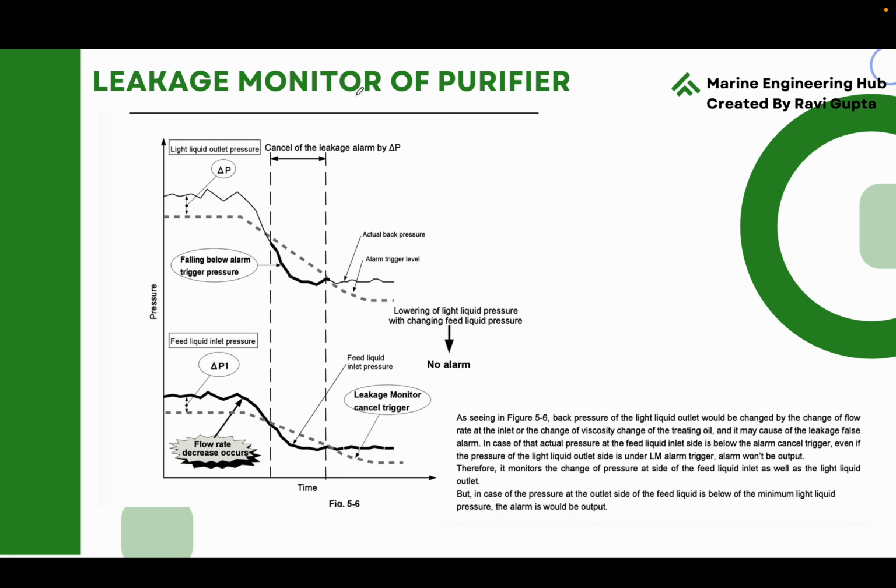In the same way, the leakage which is monitored is also based on two data. One is the light liquid pressure at the outlet, and one is the feed inlet pressure at the inlet. So the inlet feed pressure and the light liquid outlet pressure are continuously monitored, and based on that a timer is given, and if it is falling below the alarm trigger level for that period of time, it will give an alarm of a leakage. So this is how the leakage monitor in a purifier works.